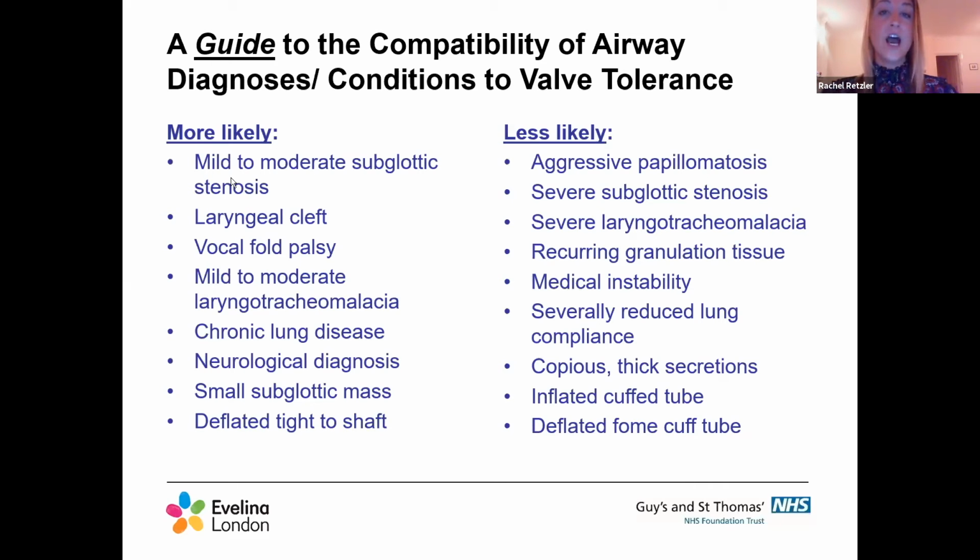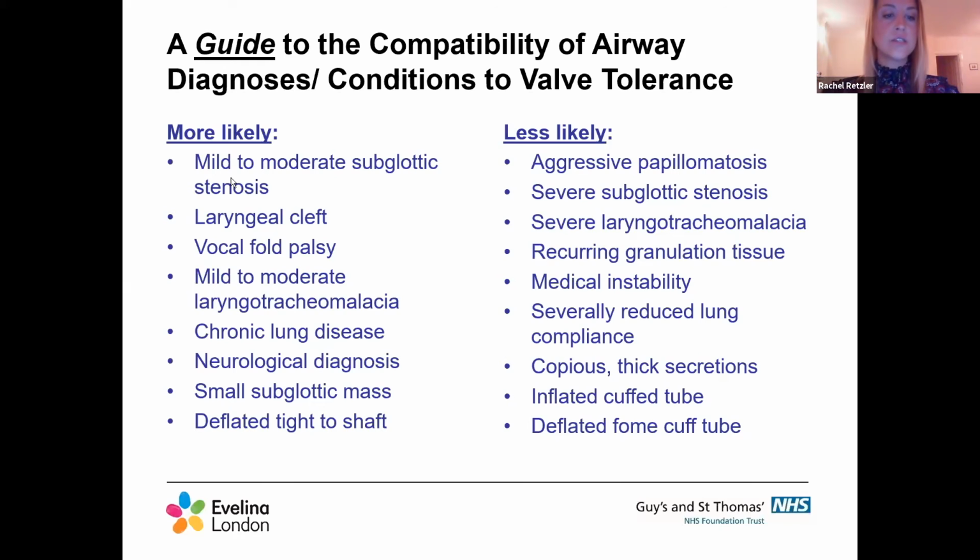Children in comparison that are less likely to tolerate could be children, for example, with aggressive papillomas, children with a severe subglottic stenosis or severe tracheomalacia or a laryngotracheomalacia, recurring granulation tissue. Something to keep in mind on this note is if a child has recurring granulations, they've had an MLB where they had a granuloma and it might have been removed, and if they haven't had a recent MLB to check, there is a potential that could have grown back.